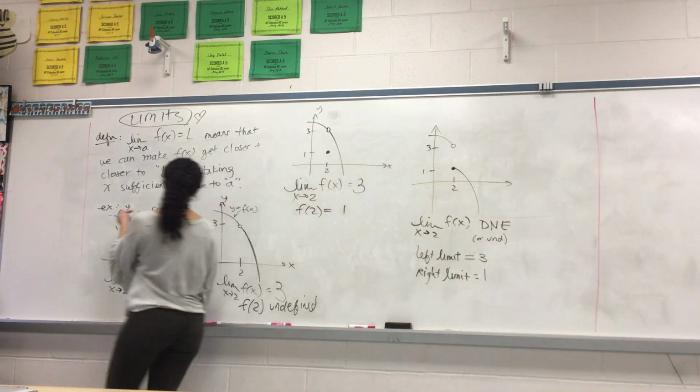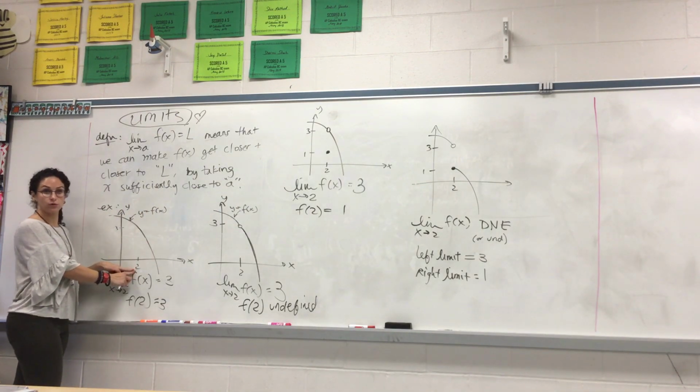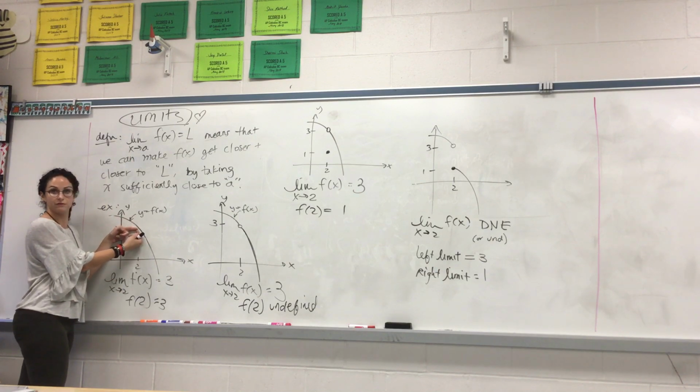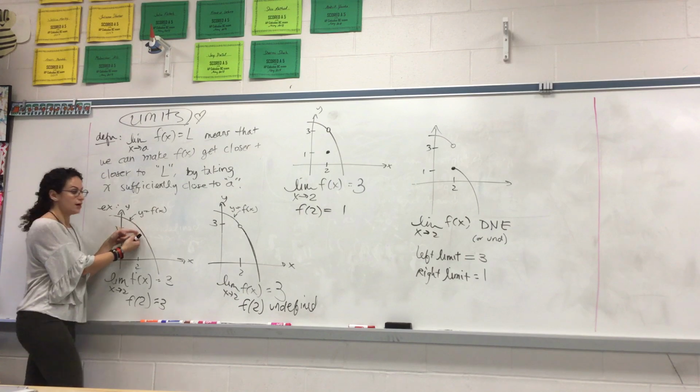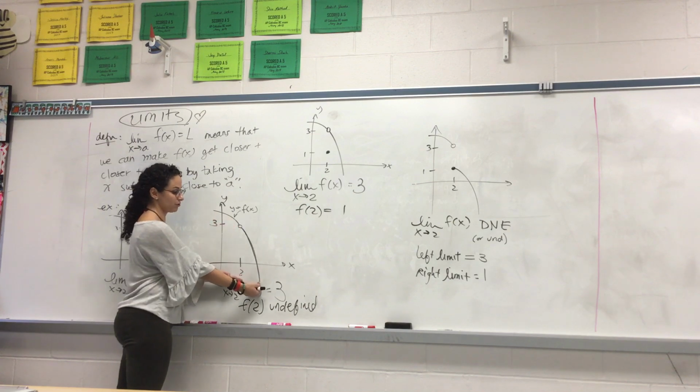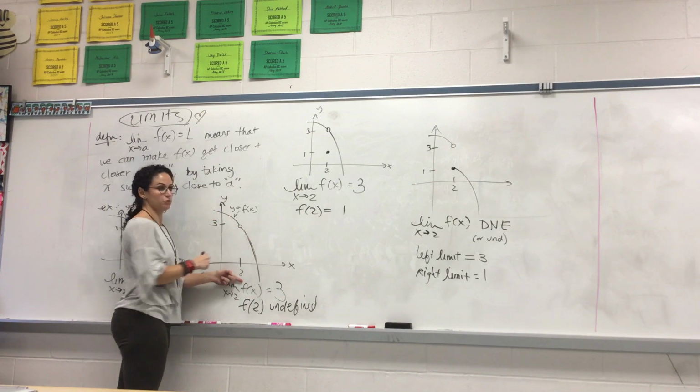Here, if I approach an x-coordinate of 2 from the left, I'm approaching a y value of 3. If I approach it from the right, I'm approaching a y value of 3. Okay. On this one, if I approach an x value of 2 from the left, I'm approaching a y value of 3. If I approach an x value of 2 from the right, I'm approaching a y value of 3.